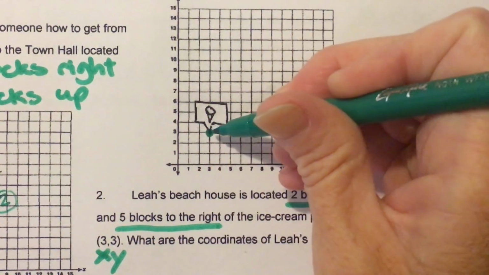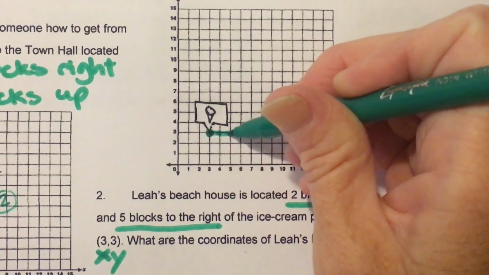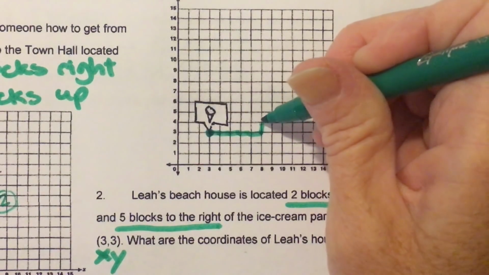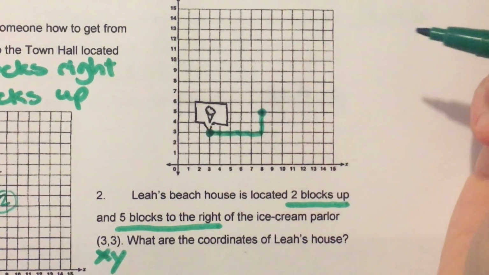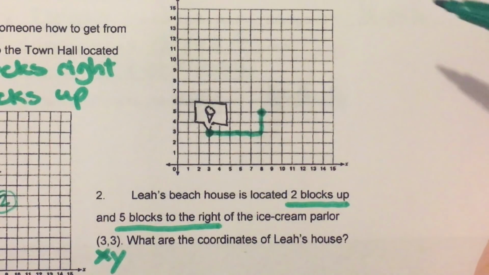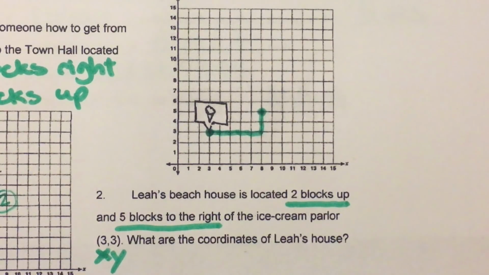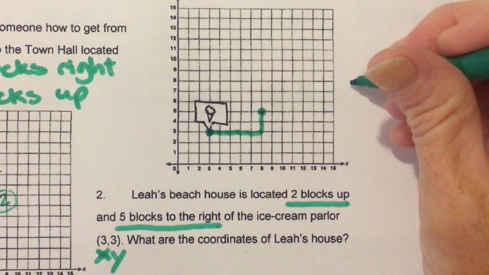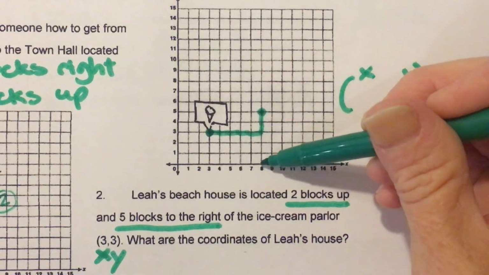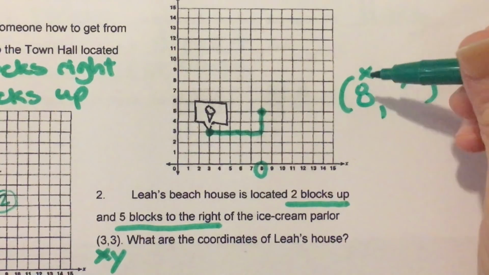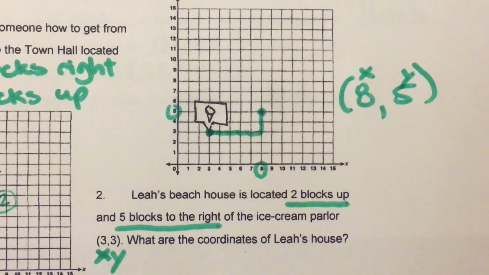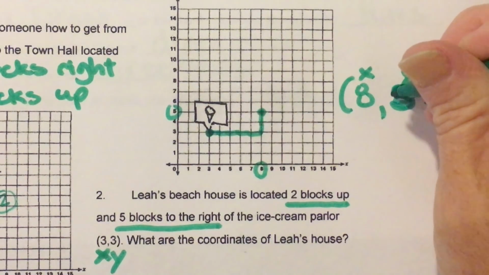So I might go 5 blocks to the right first. 1, 2, 3, 4, 5. And now I might go 2 blocks up. 1, 2. So that is where her beach house is. Lucky Leah to have a beach house and to have one so close to ice cream. So what are the coordinates of her beach house? Well, remember, I need an X and a Y. So my X, if I come down here, is 8. And if I go all the way across to Y, my Y is 5. Sorry, my 5's a little sloppy.